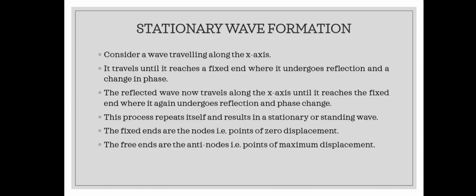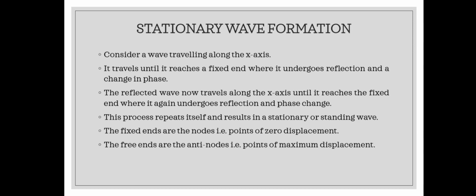Alright, now how is a stationary wave even formed? Well, let's consider a wave traveling along the x-axis from left to right. Now, for stationary waves, you need to have boundaries so that they can undergo reflection. So there is a boundary on the right end, and the wave travels from left to right. It hits the boundary, undergoes reflection and a change in phase. Now the reflected wave travels along the x-axis until it reaches the other fixation on the left side.